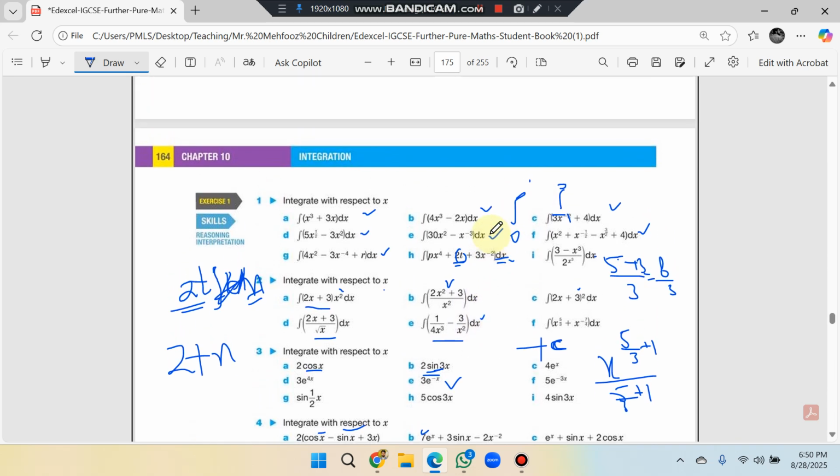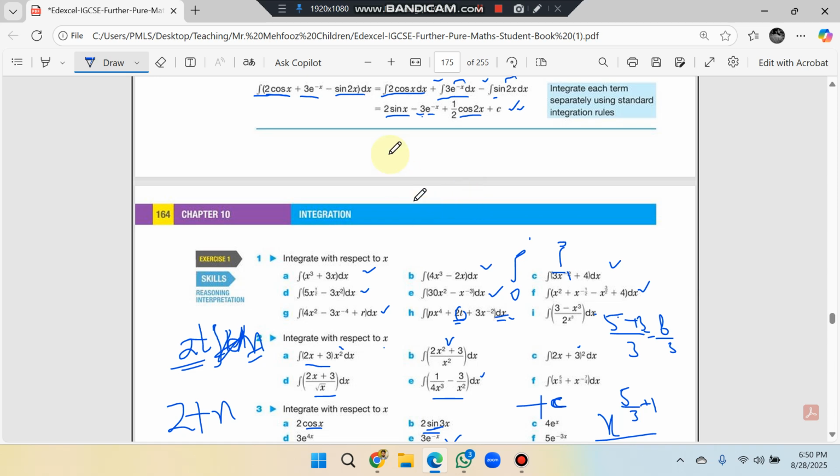And why do we use this constant? Here is the simple method: what is the derivative of x square? That is 2x. What is the derivative of x square plus 1? That is also 2x, right? What is the derivative of x square plus 3? That is also 2x. So all these functions are different, but the derivative is the same in all these cases.